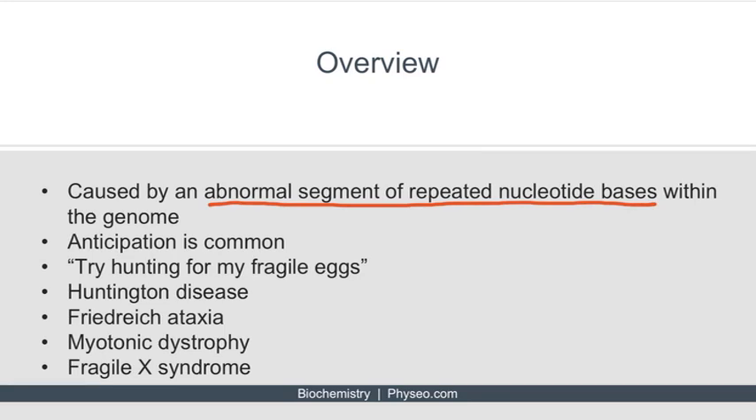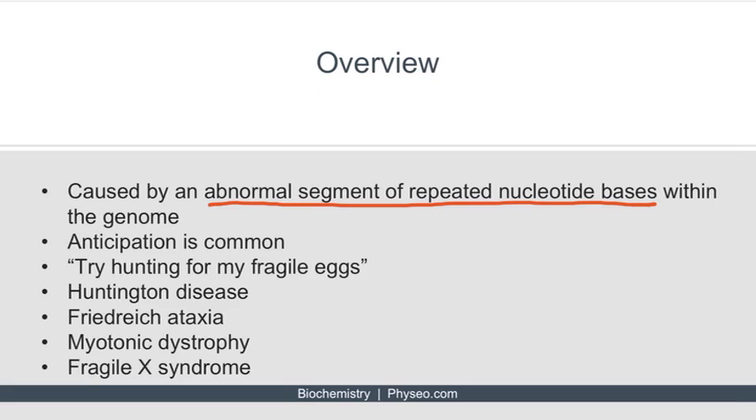We discussed anticipation in Section 1 of this chapter, but you should know that anticipation is common in these disorders. As a brief review, anticipation is the tendency of a disease to occur earlier or to be more severe in succeeding generations. This occurs because these repeated segments in the genome are somewhat unstable and can be significantly expanded in offspring, making the disease more severe. The exact mechanism here isn't very well understood.